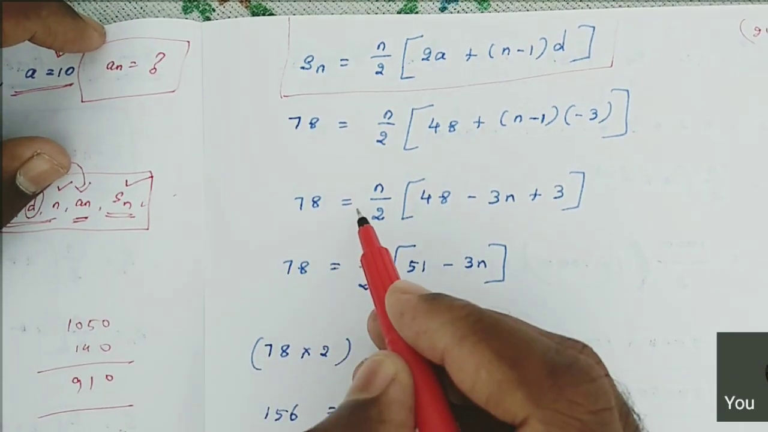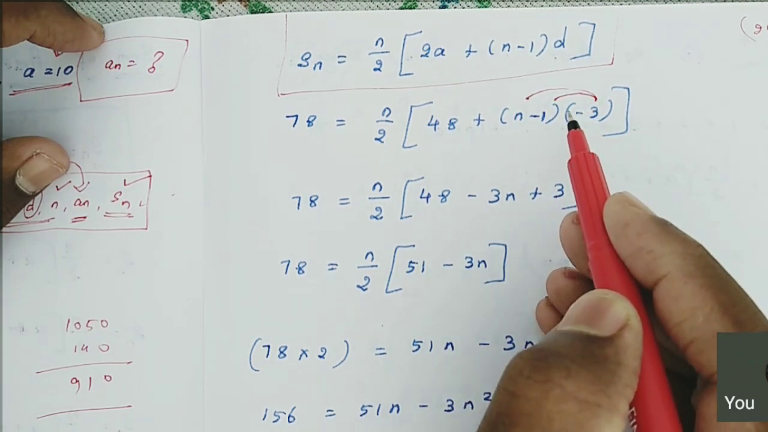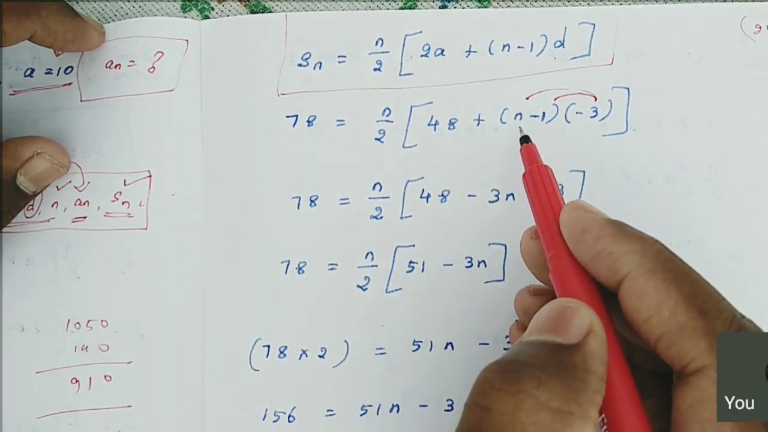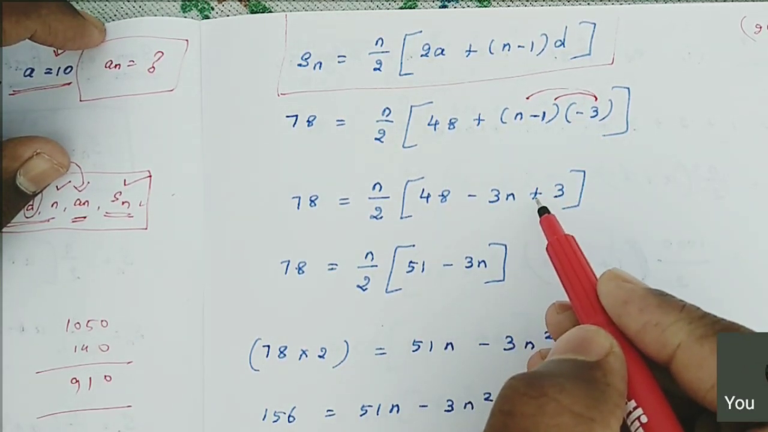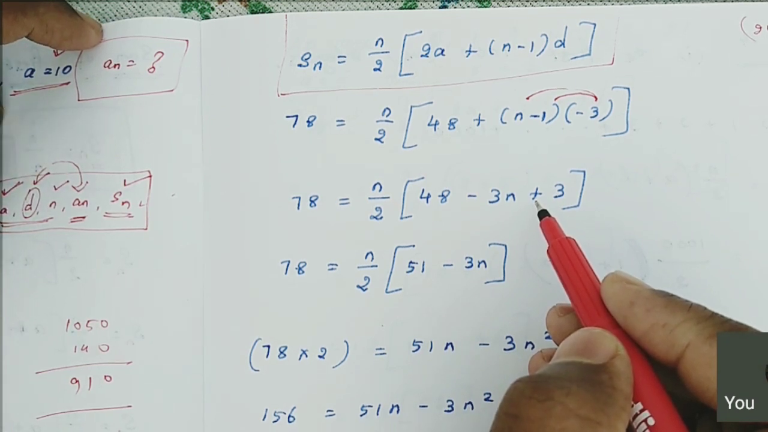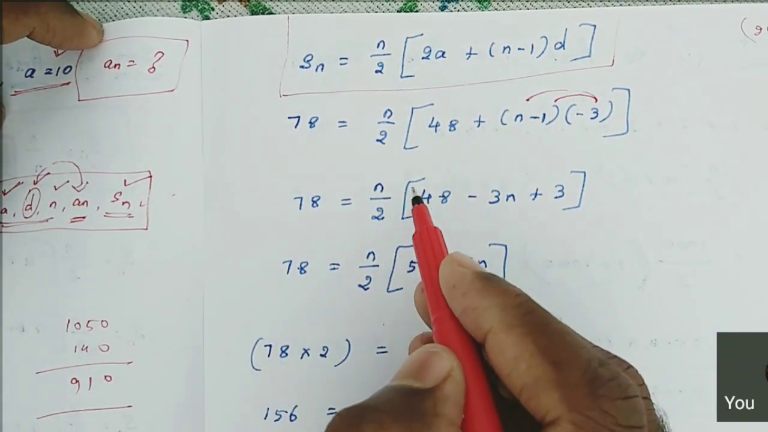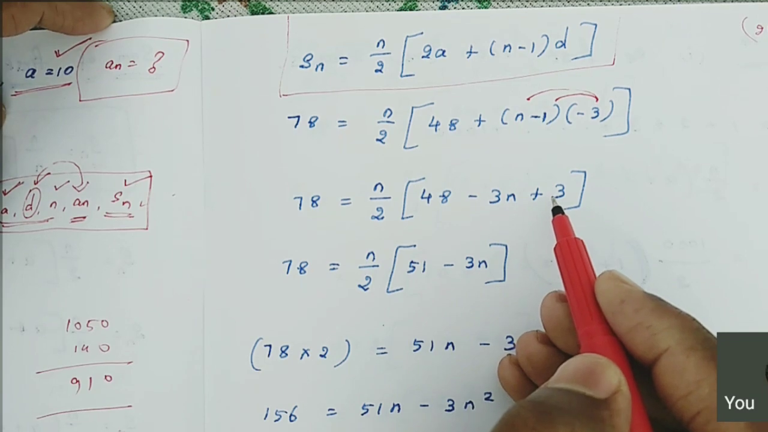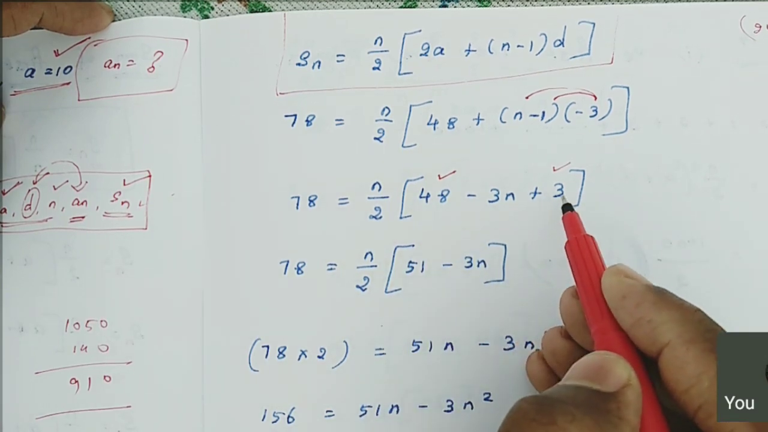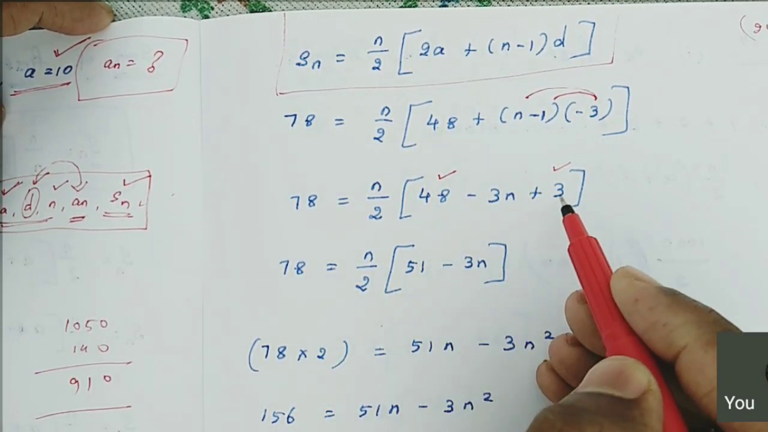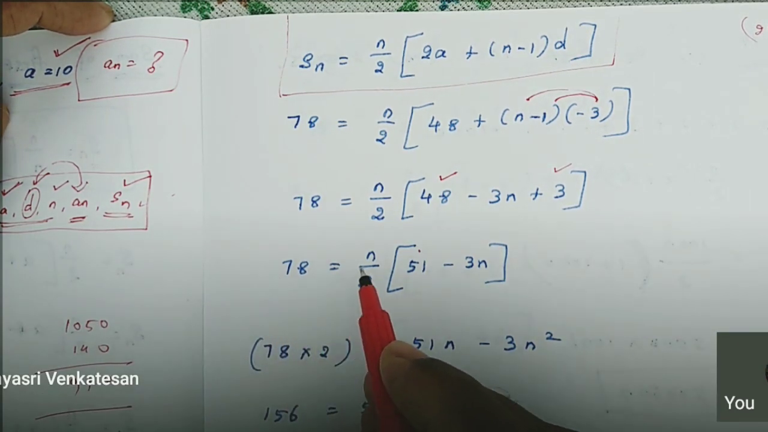Next, 78 is equal to n by 2 times (48 plus (n minus 1) into minus 3). Now you can use the distributive property to multiply, because minus 3 is common for n minus 1. So minus 3 into n is minus 3n, and minus 1 into minus 3 becomes plus 3. Any doubt? Then 78 is equal to n by 2 times (48 minus 3n plus 3). Now there are numbers 48 and 3, so you just add them: 48 plus 3 is 51. Remaining is minus 3n, the variable. Then 78 is equal to n by 2.